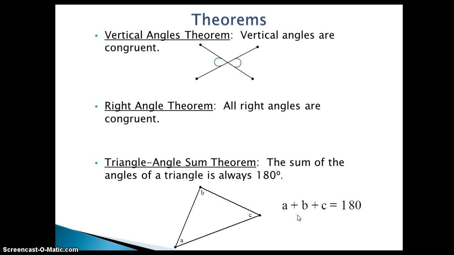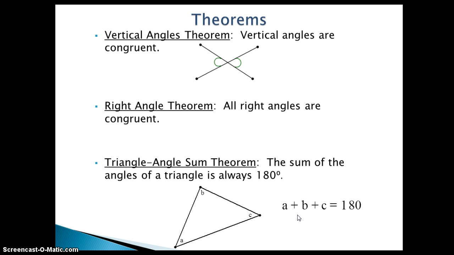proof. The second theorem we're going to talk about is the right angle theorem, which says all right angles are congruent. Again, that should make sense: if one angle is 90 degrees and another angle is 90 degrees, they're exactly the same, but now we have a theorem that will help us skip a few steps in a proof.